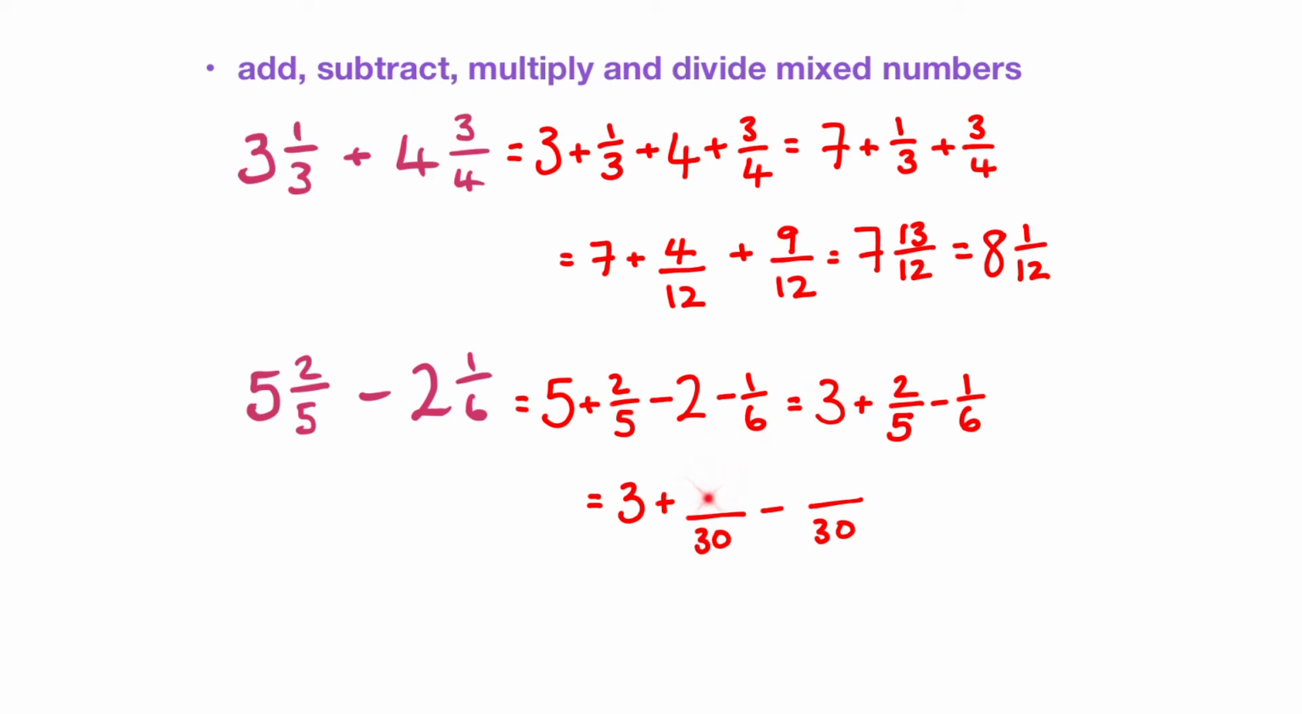So 2 times 6 is 12 on the top. Then 6 times 5 is 30, and 1 times 5 is 5. So what we've got here is 3 whole ones, and then we've got 12 30ths minus 5 30ths. So 12 take away 5, we've got 7 30ths. Okay, so that's one way of adding and subtracting mixed numbers. There are other ways, but I think that's probably the best way for us to stick to just now.